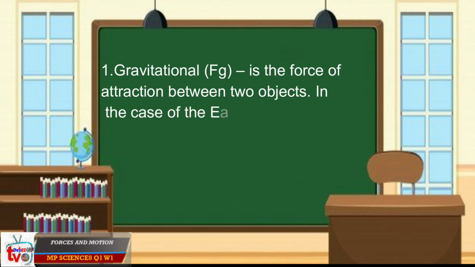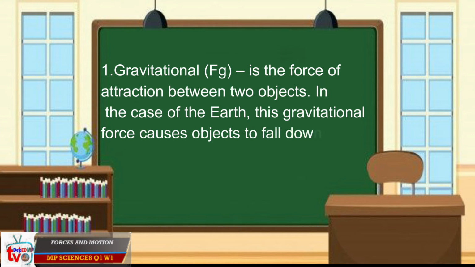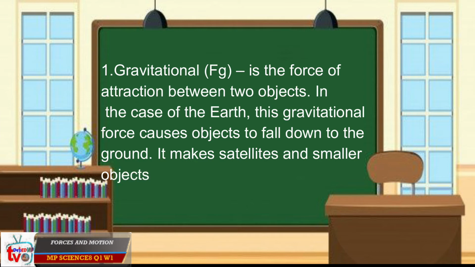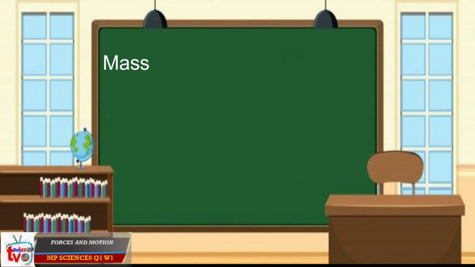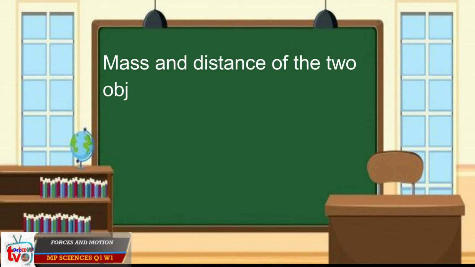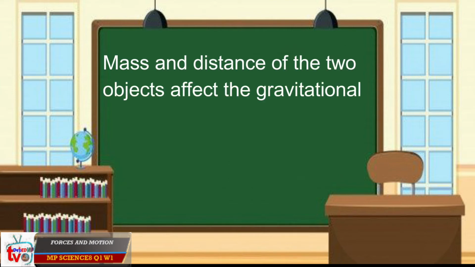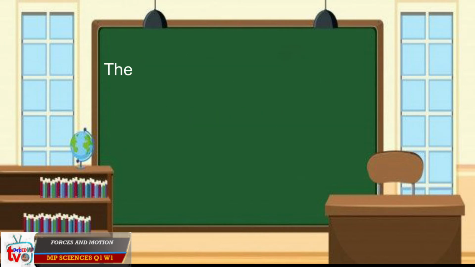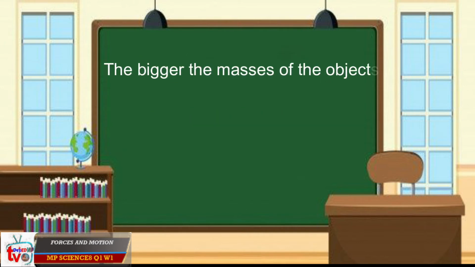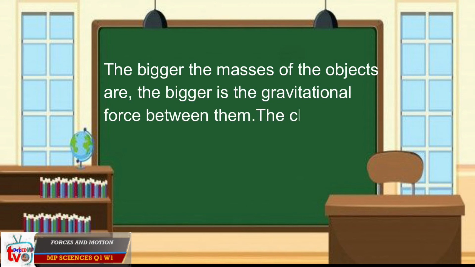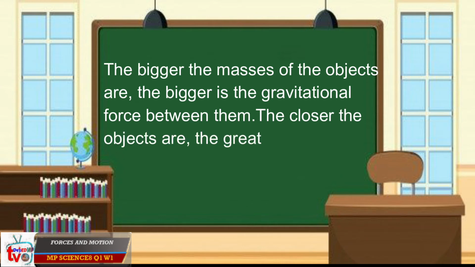In the case of the Earth, this gravitational force causes objects to fall down to the ground. It makes satellites and smaller objects stay in orbit near the more massive planets. The mass and distance of the two objects affect the gravitational force that holds them. The bigger the masses of the objects are, the bigger is the gravitational force between them. The closer the objects are, the greater is the gravitational force between them.